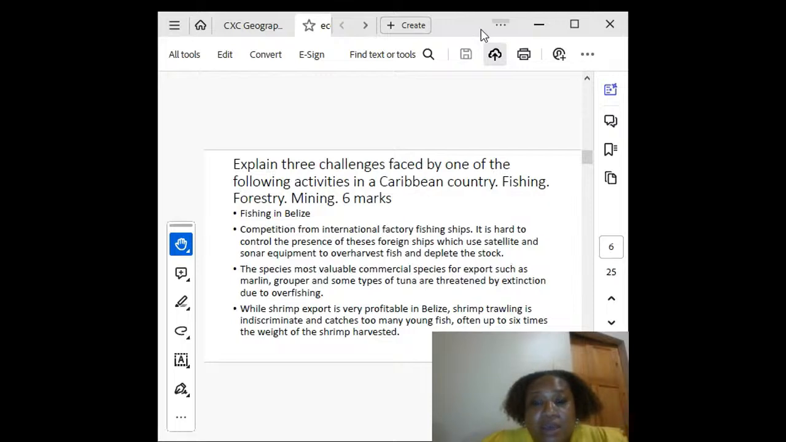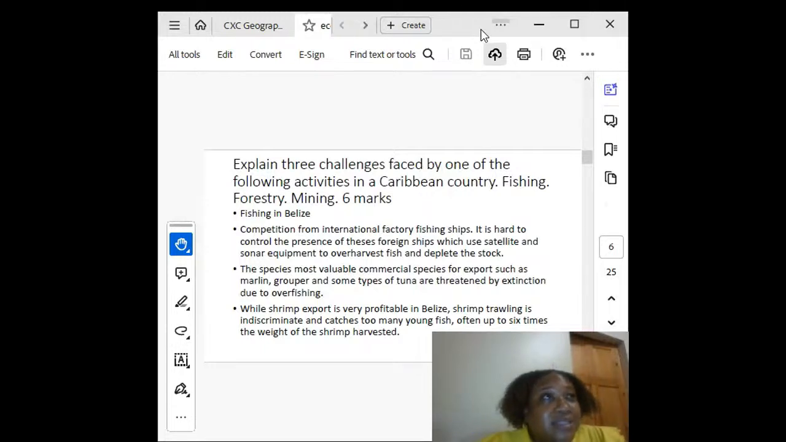You will see the most valuable commercial species for export, such as marlin and grouper, in terms of fishery resources, and tuna, they are threatened and going extinct by overfishing. So that is a problem to the industry, right? And if they continue to fish them, of course, they will not have enough for the future. So that is a major challenge, and that is why they need to set up those regulations and laws or management zones, right?